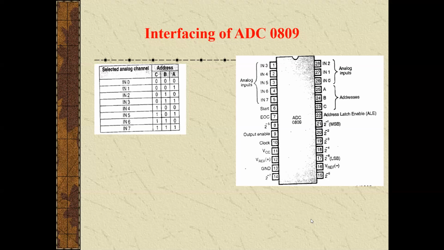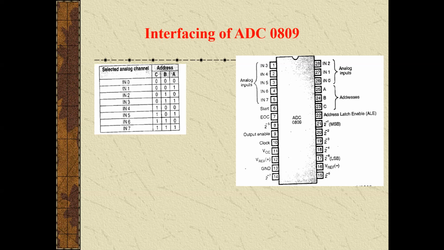Let's see the pin configuration. There are 8 analog input terminals. The pin numbers 1 to 5 and 26 to 28 are designated as IN0 to IN7, the 8 analog inputs of the IC. So we can connect the signals coming from 8 different transducers to these pins.